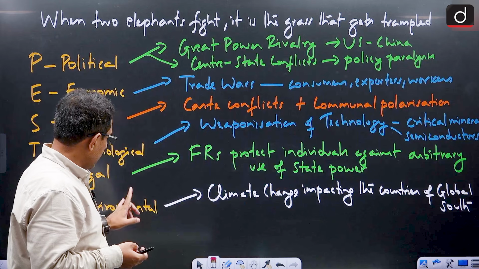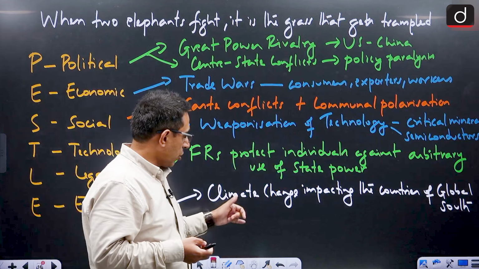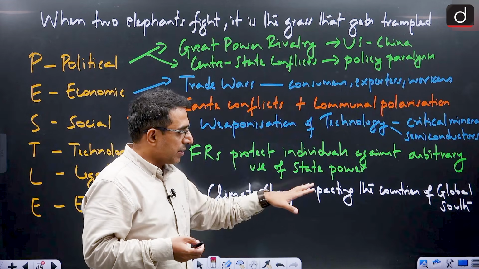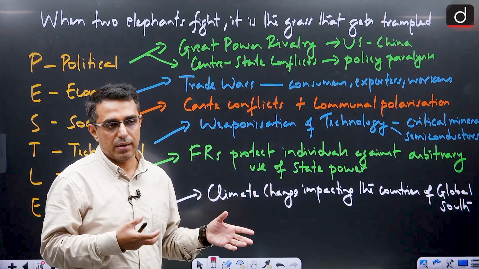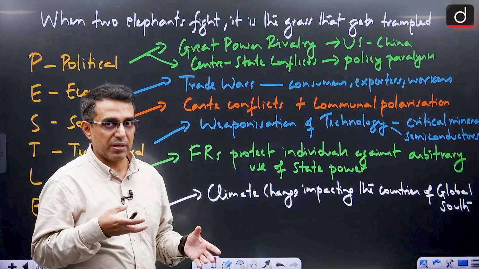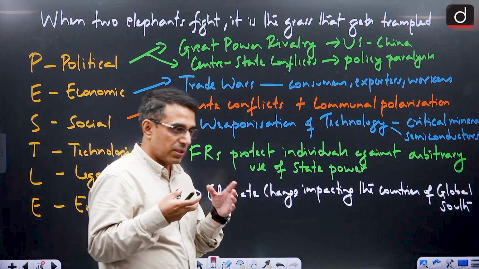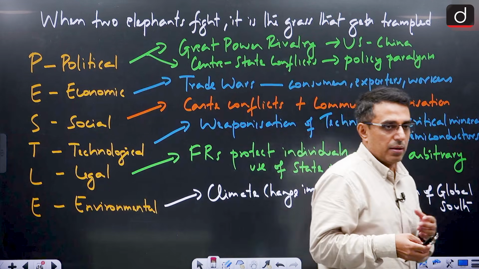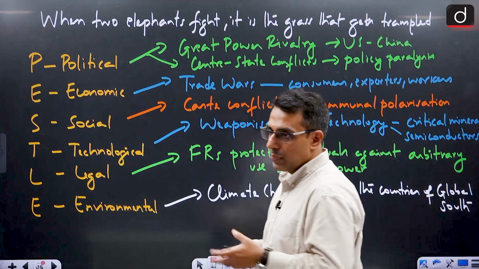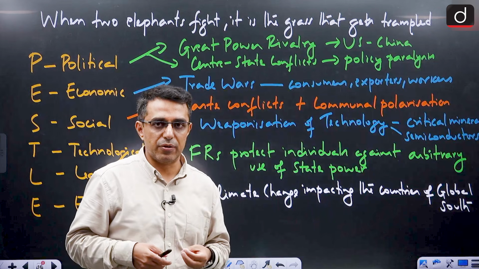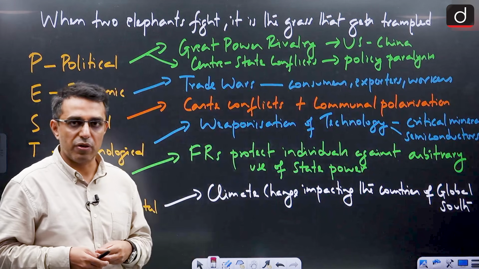Then finally, in the environmental dimension, we can again talk about climate change impacting the countries of the global south the most, right? The global south here is like the grass, and the developed countries are like the elephants, right? So they have basically created the problem of climate change, but who is getting trampled? The developing countries, right? The countries of the global south.